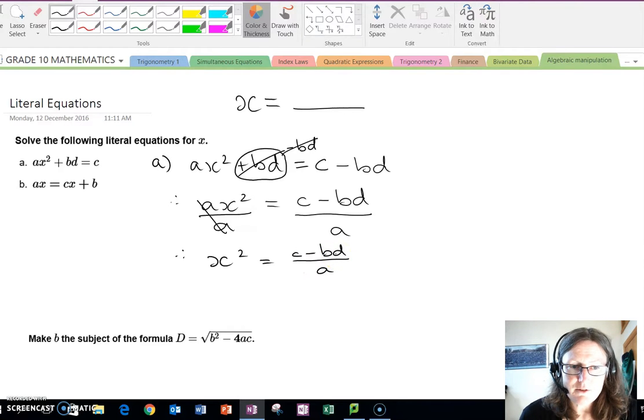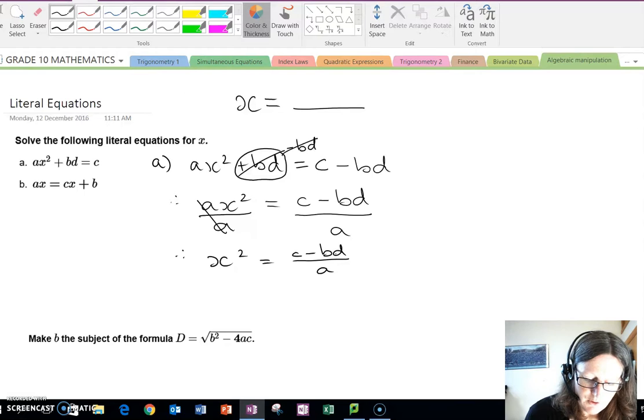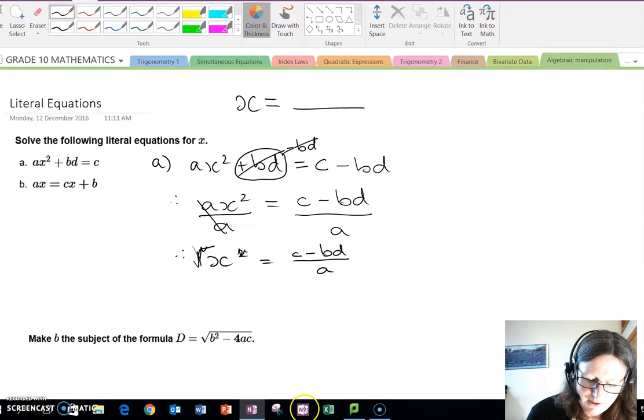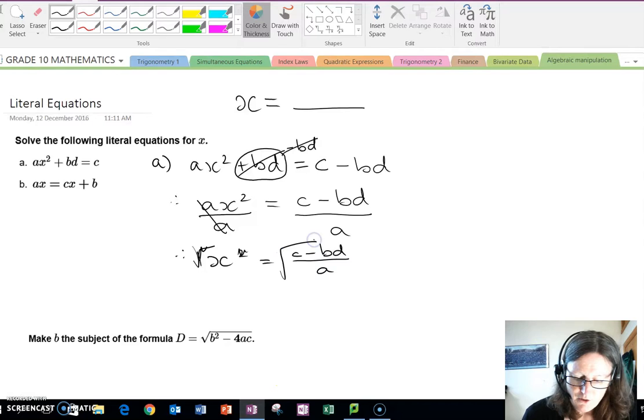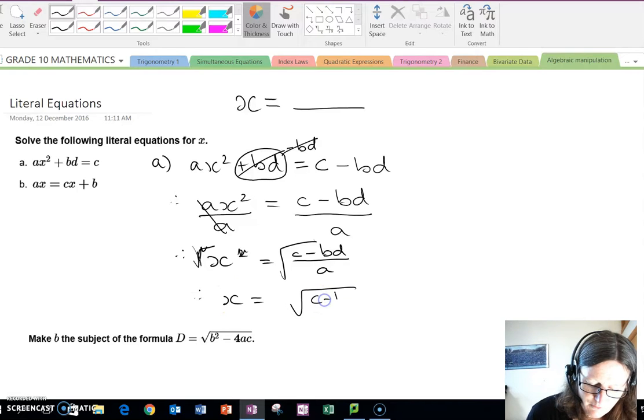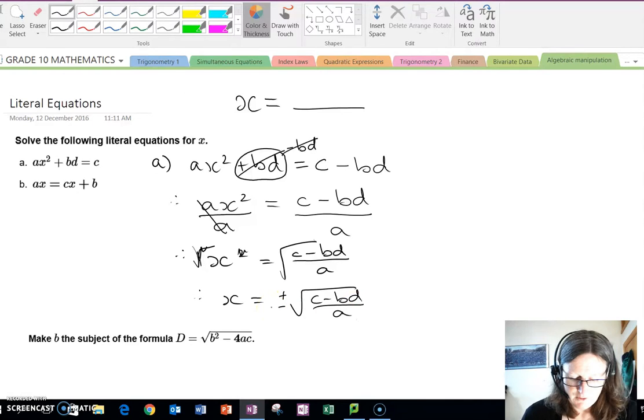I'm asked to solve for X, so not X squared. So if I take the square root of this side, square root and square cancel, and that's okay as long as I take the square root of the right hand side. And just remember, when you take the square root of something, you have got two solutions, the positive solution and the negative solution. So let's look at our next example.